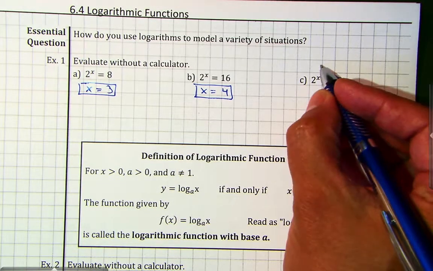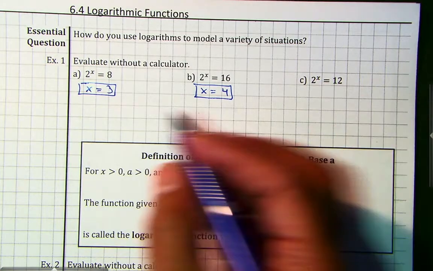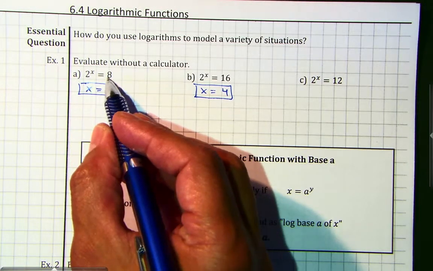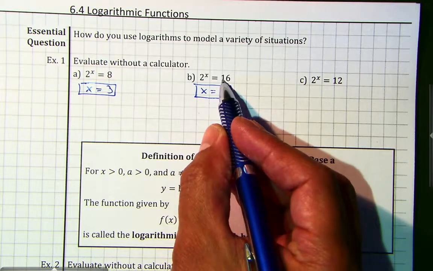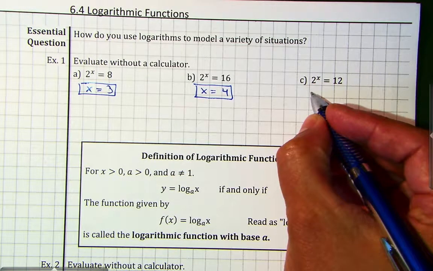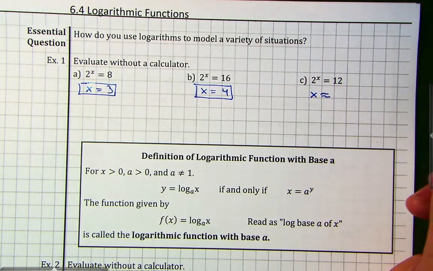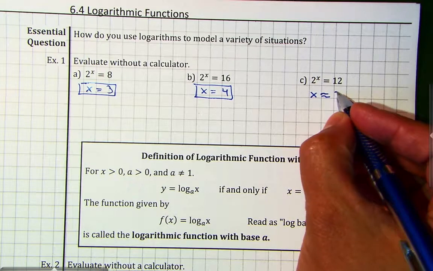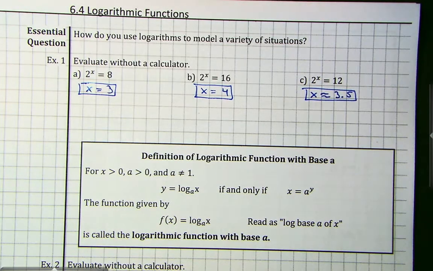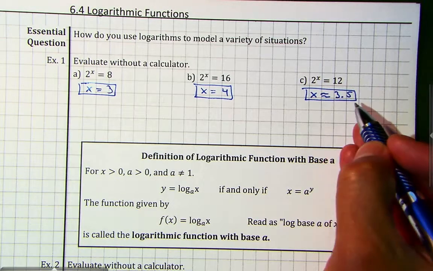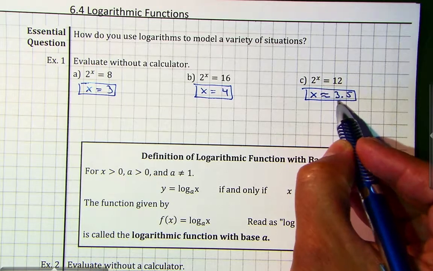2 to what exponent is 12? Well, 2 to the third power is 8. 2 to the fourth power is 16. So therefore, it should be somewhere between 3 and 4, 3.5. That's a good estimate. So therefore, logs are used to be able to find exponents that are decimal.